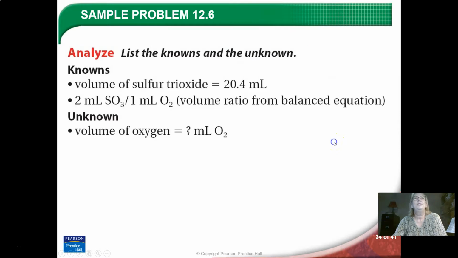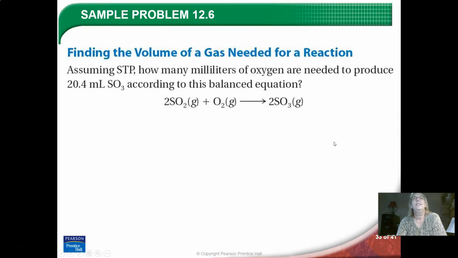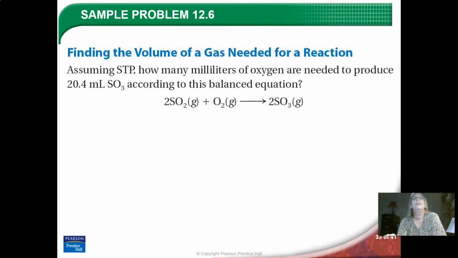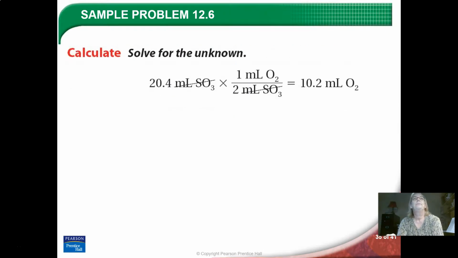And here's a problem you could try. I think I went too fast, sorry. Go backwards. Here's a problem you could try. And then here's another example of the kinds we were just talking about. So you can look through this one.